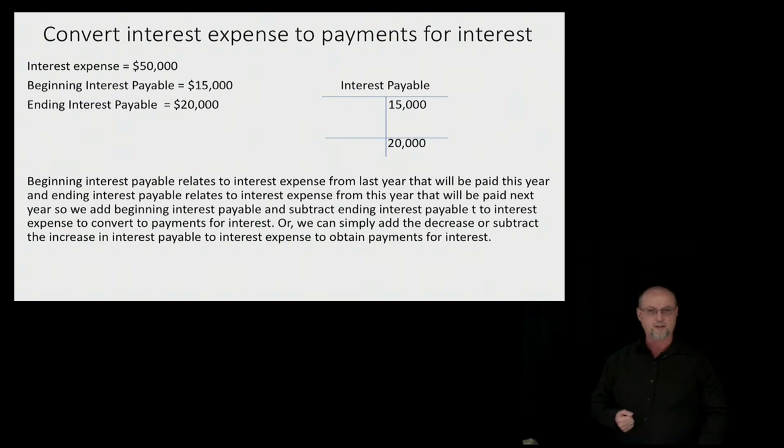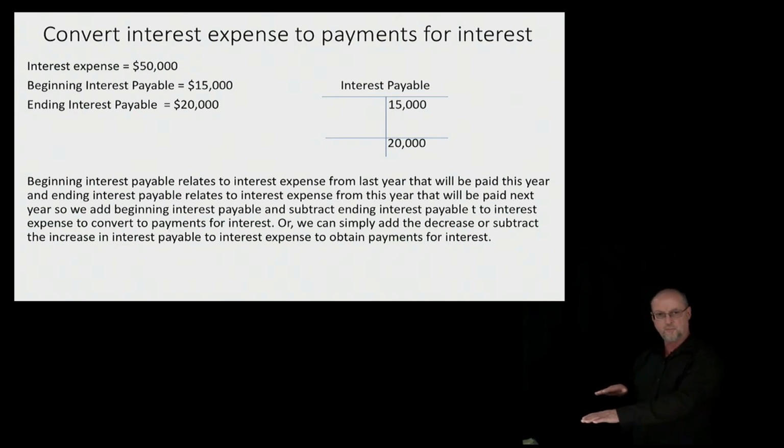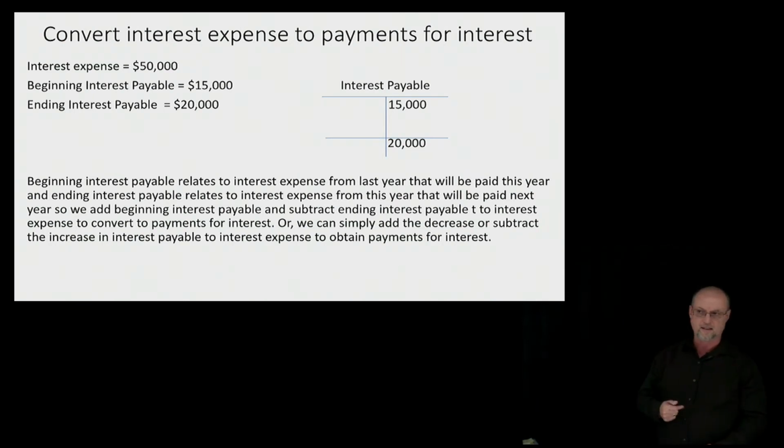Think of the journal entries for interest payable. The beginning of the year balance was last year's ending balance: debit interest expense, credit interest payable. So it was an expense from last year, and it's going to get dispersed this year, so we're going to add that beginning balance. Ending balance of $20,000: debit interest expense, credit interest payable. It's included in interest expense this year, but it's not going to get dispersed till next year. So I'd subtract the ending balance.